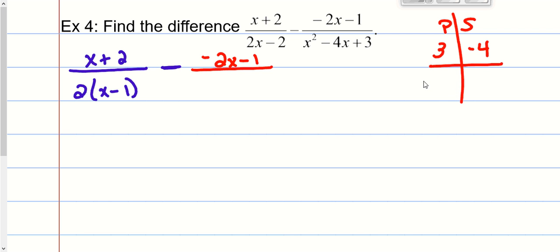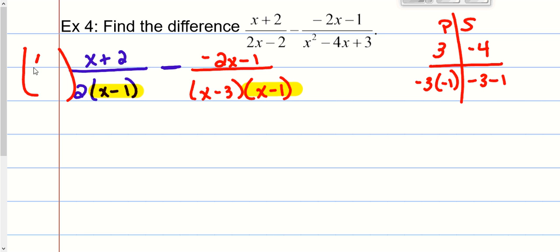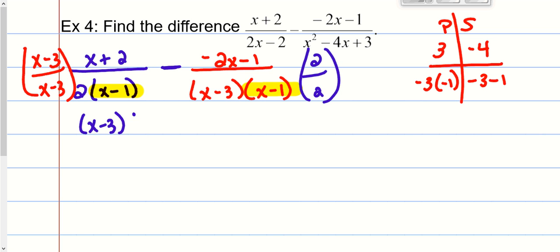So it looks to me like that's going to be negative 3 times negative 1. So I have negative 3 minus 1. When I factor that, I will have x minus 3 and x minus 1. Looking to see what they have in common, they both have an x minus 1. So the extra that they need, this blue fraction needs an x minus 3 on top and bottom, and the red fraction needs a 2 on the top and bottom, so that I have a common denominator for both. So on the top of the left one, I have x minus 3 times x plus 2.